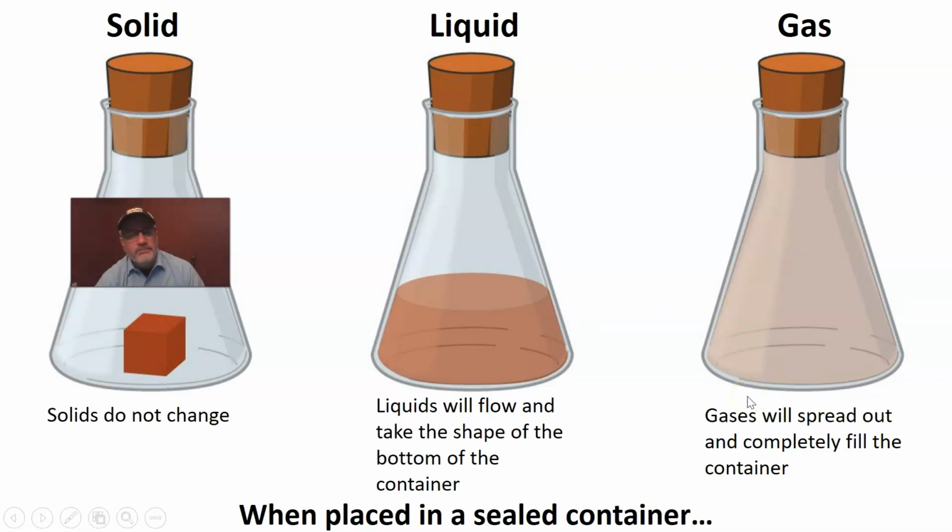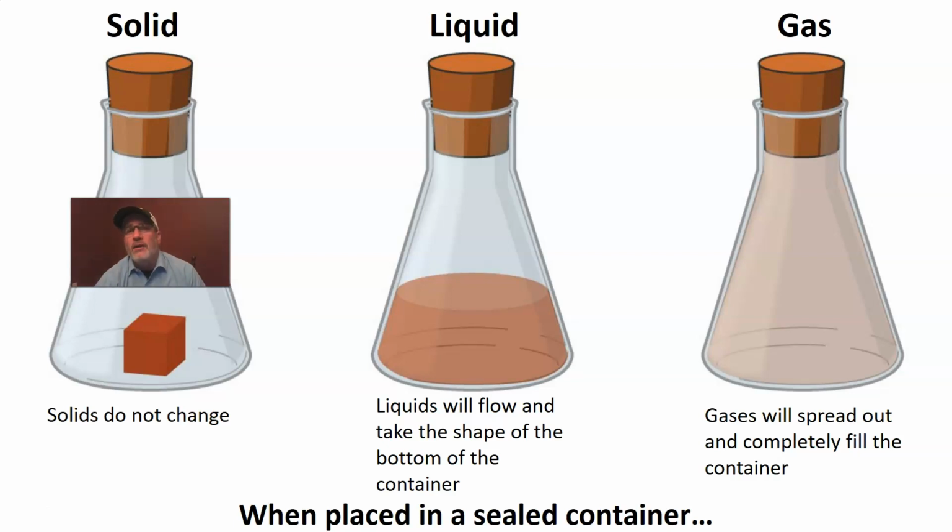Gases, on the other hand, you're going to have both the shape and the volume change. So if we were to take a tiny bit of gas and put it in a sealed container, those gas particles, because there's no attraction between them, are going to spread out and completely fill the entire container. So that's volume changing. And since we know it can flow, that's also its shape changing.